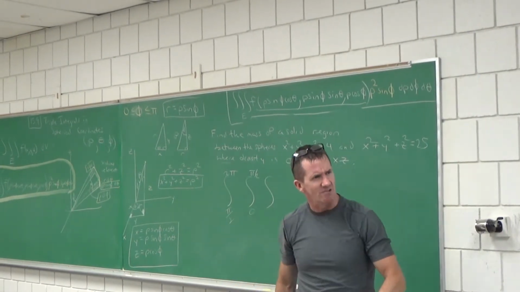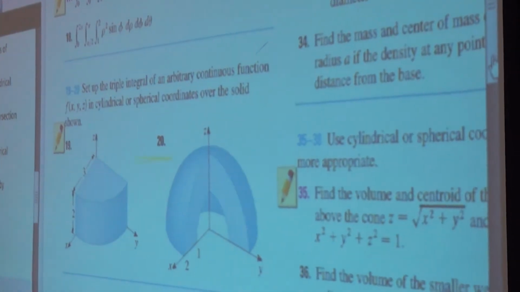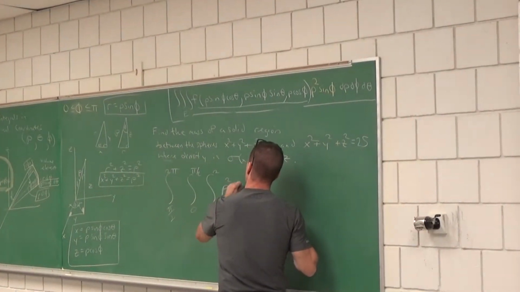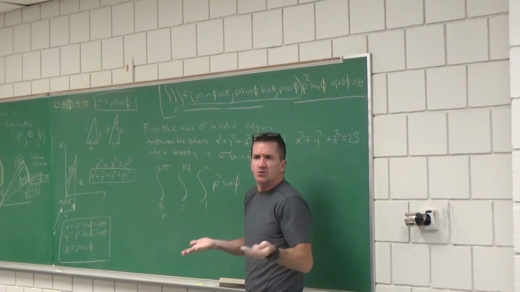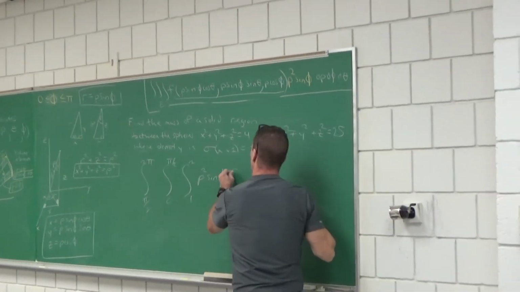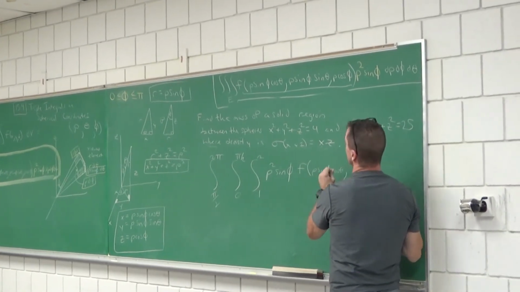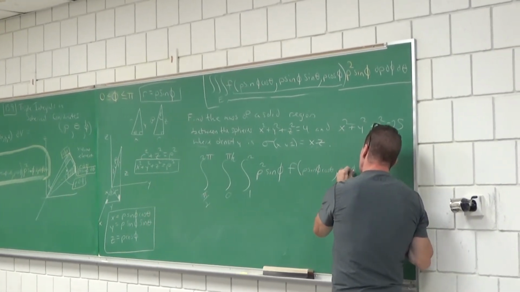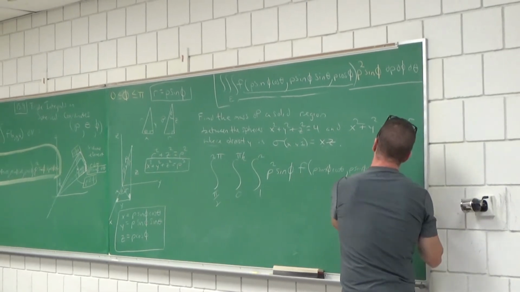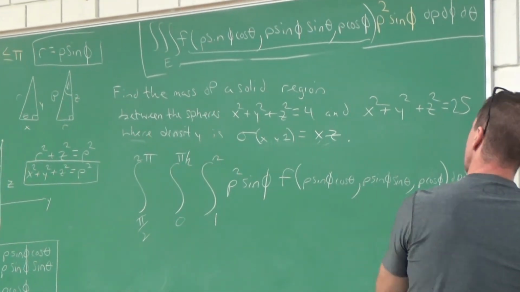And what was that radius? Can you see it? There's a hole in there. The radius goes from 1 to what? 1 to 2. There are those limits. This is automatic. But then he said just set up for an arbitrary function. So I'll just write the function of rho sine phi cosine theta, rho sine phi sine theta, rho cosine phi, d rho d phi d theta.